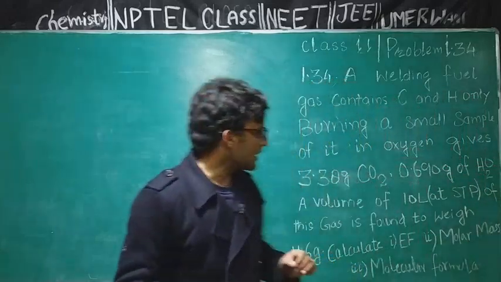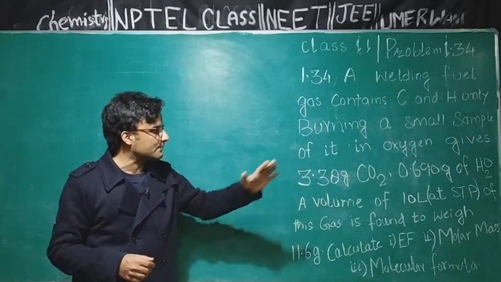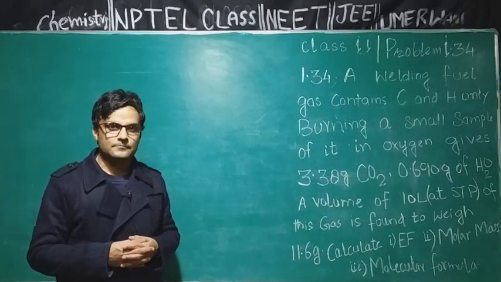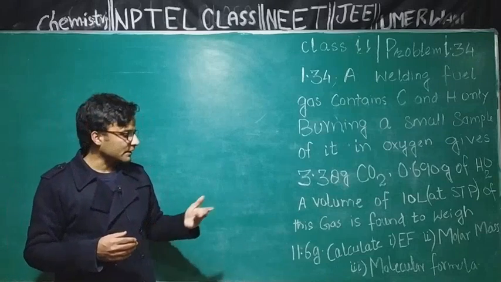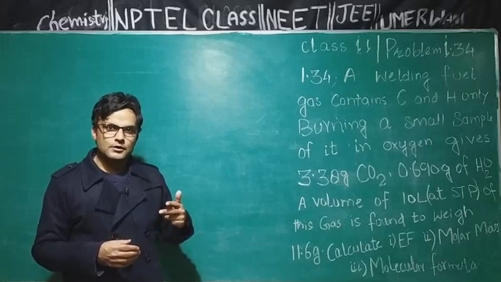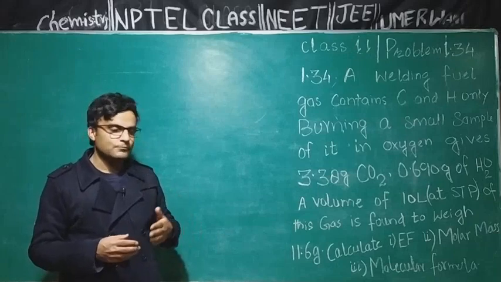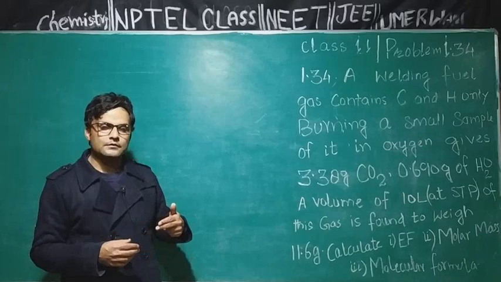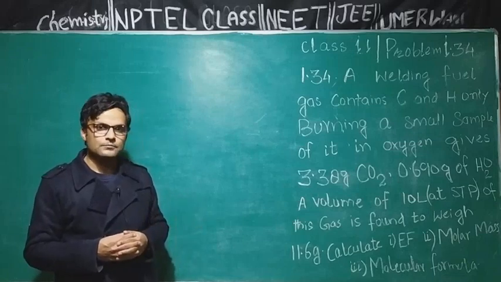So first I will calculate mass of carbon present in this much of carbon dioxide and mass of hydrogen present in 0.690 grams of water, and then I can go for empirical formula evaluation, in which I will first calculate number of mole atoms of carbon and number of mole atoms of hydrogen, and I will make that ratio of mole atoms simple, and I can easily write the empirical formula.